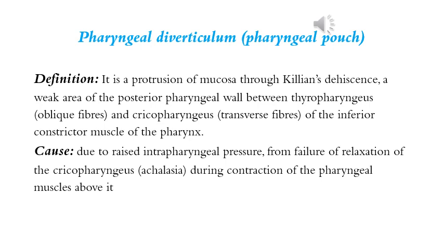Pharyngeal diverticulum or pharyngeal pouch. Definition: it is a protrusion of mucosa through the Killian dehiscence, a weak area of the posterior pharyngeal wall between the thyropharyngeus muscle, represented as oblique fibers, and the cricopharyngeus muscle, which transfers fibers of the inferior constrictor muscle of the pharynx. We will see it in the next picture. It occurs due to increased intrapharyngeal pressure from failure of relaxation of the cricopharyngeus muscle during contraction of the pharyngeal muscle above it.